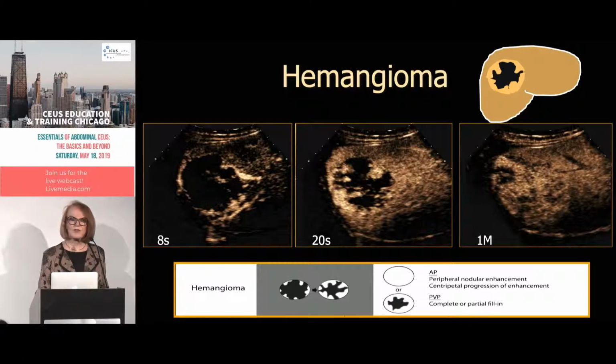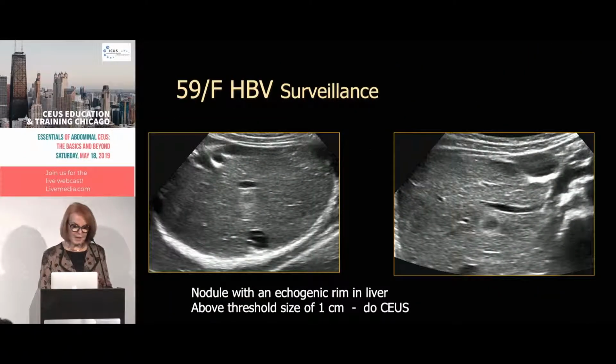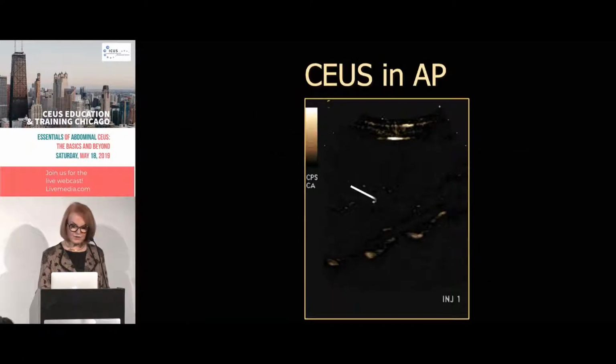So the distinction of peripheral puddles from linear vascularity is a very important, very underemphasized point, but it's something that I personally think is very important. So let's look at this patient and show something else that's very important. So this is a patient that's at risk for HCC. So on her surveillance scan, she shows a nodule, a hypoechoic nodule with an echogenic rim. So it's above 1 centimeter. She's at risk, so we do CEUS.